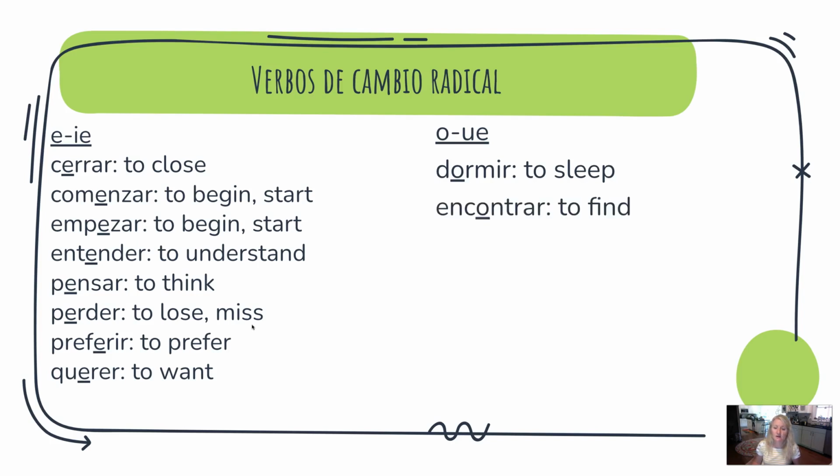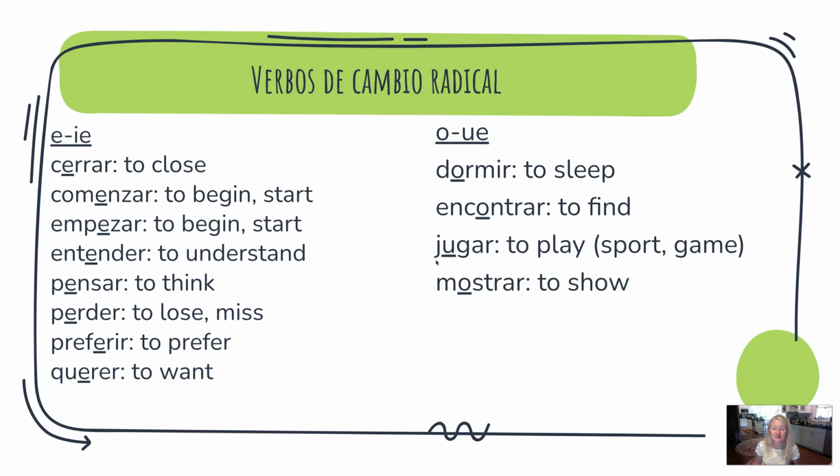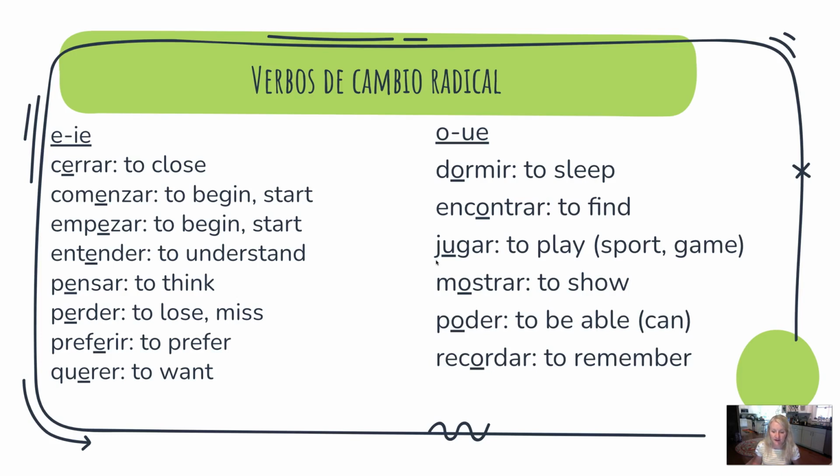Dormir, encontrar, jugar. I know that does not have an O in it, and I said we were doing O to UE. This one happens to change from U to UE, but it's basically the only one that works like that. So we're just going to sneak it in here with the O to UEs and pretend. Mostrar, which is to show. Poder, which is to be able. We use that verb to express what we can do. Recordar, to remember, and volver, to return.